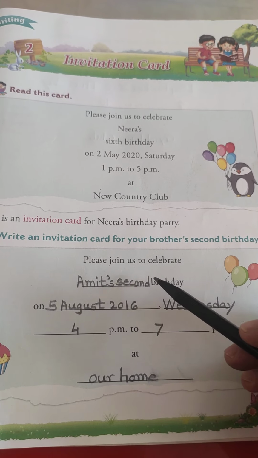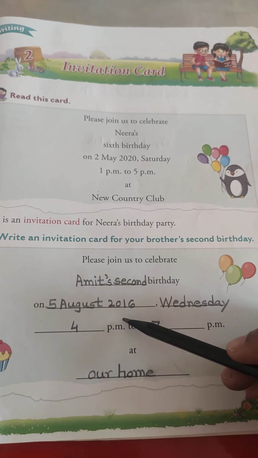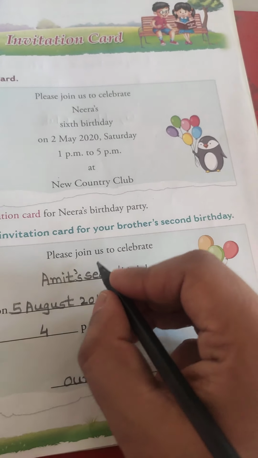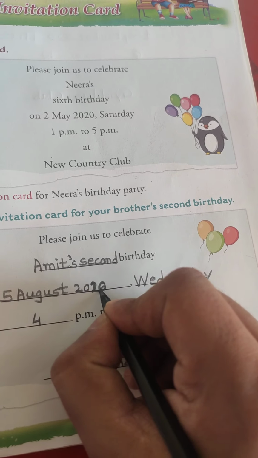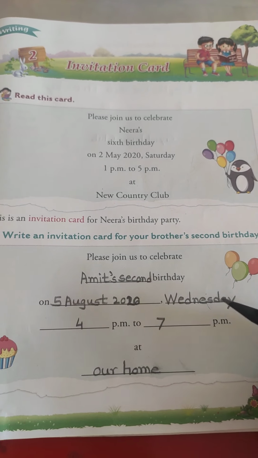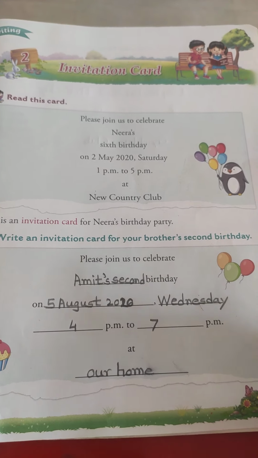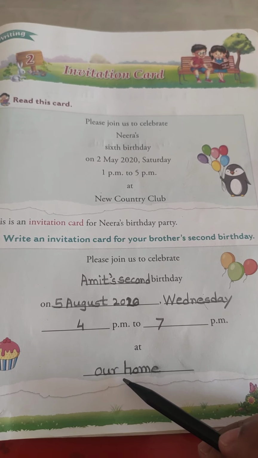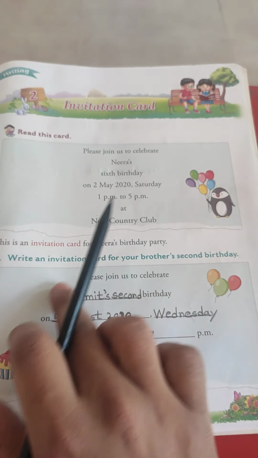Amit's 2nd birthday, Amit ka 2nd birthday hai, on 5 August 2016. Date kya hai? Yaha par aap 2020 bhi likh sakte ho, 2020 hi likho, 5 August 2020, Wednesday. After date, write day, then write time 4 p.m. to 7 p.m. at our home, and at the last mention the place, our home. Okay, children? In this way, we have to write invitation card.